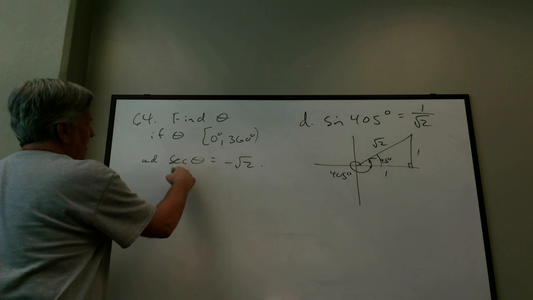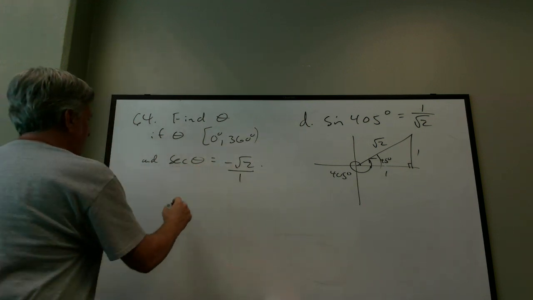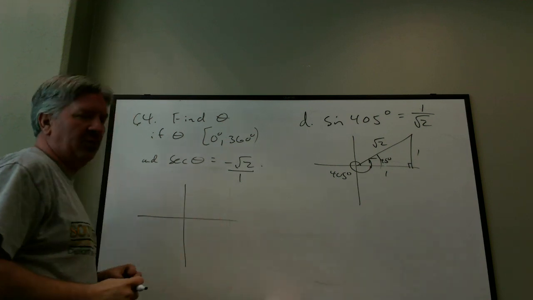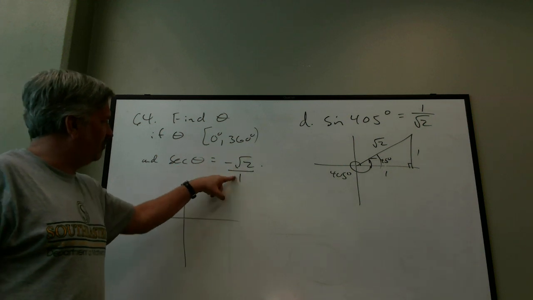So let's think about secant theta is negative root 2. Think of that as being over 1. Can we draw a picture of theta even though we don't know the value of theta right now? Well, secant is minus root 2 over 1.